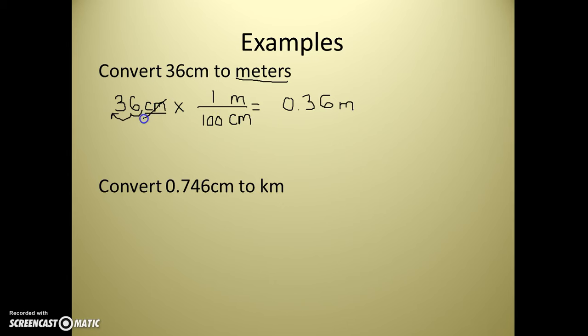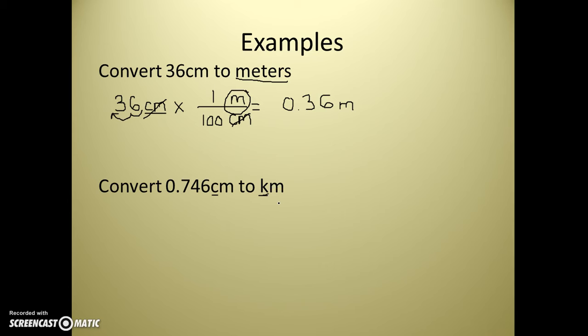Notice that your centimeters canceled out here. You were left with meters, which is what you were looking for. So convert 0.746 centimeters to kilometers. Now here we're going from a prefixed unit to a prefixed unit. And some of you may know how many centimeters are in a kilometer. Some of you don't, and that's okay.